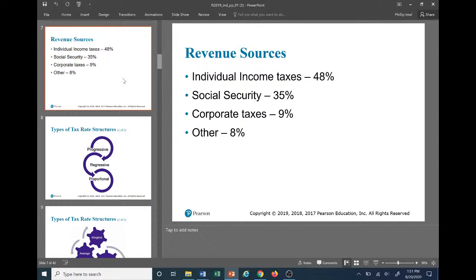So this just gives you an idea of where different revenue sources actually come from, the percentage of the taxes where it actually is levied. We can see here individual income taxes account for roughly 48% of the revenue sources. Next is Social Security, at 35%. Corporate taxes make up 9%, and then the other is 8%. So that's just a typical idea here. And once again, I'm not really concerned about the revenue sources. I just want you to have a general idea of where they're coming from.